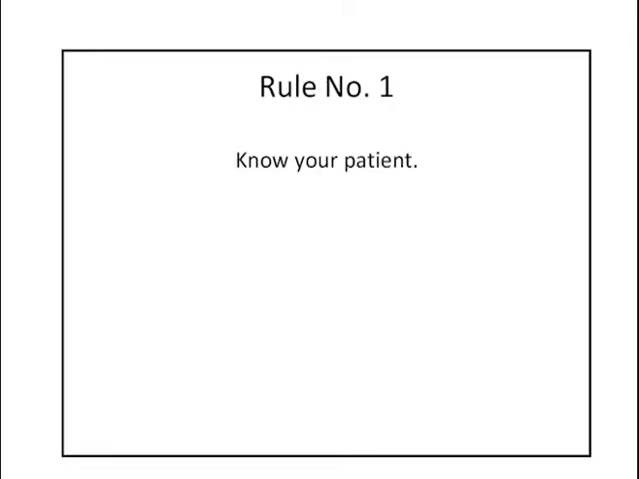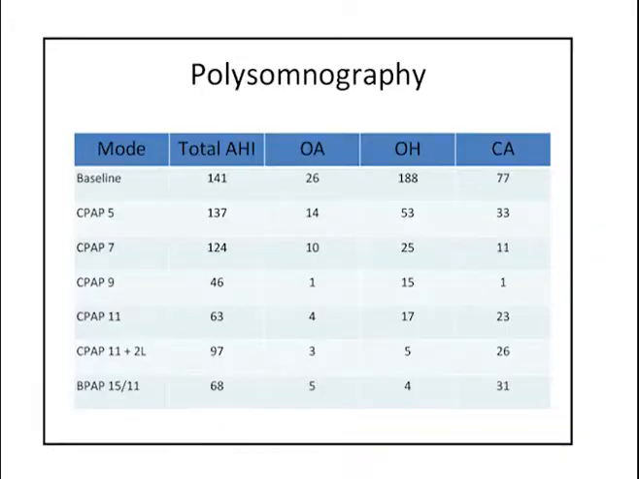So the first rule is quite simple. Know your patient. Let me give you an example of what I mean by that. This is a true-to-life polysomnography tracing. At baseline, this person has pretty severe sleep disordered breathing with an apnea-hypopnea index of 140. Most of the events, as you see, are obstructive apneas and hypopneas. There were some centrals even at baseline.